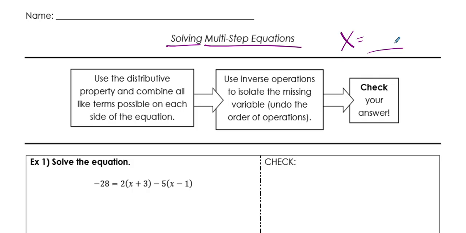And the way we're going to do this is by using the distributive property and combining all like terms on one side of the equation, and then it's just going to turn into a two-step equation. Then we'll use our inverse operations to isolate the variable. We're undoing order of operations. Remember, we're just working order of operations backwards by using inverse operations to isolate the variable, or get the variable by itself. And you can also always check your answer to make sure that you're doing these correctly.